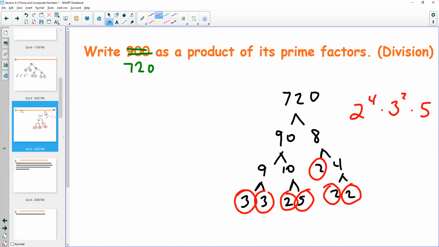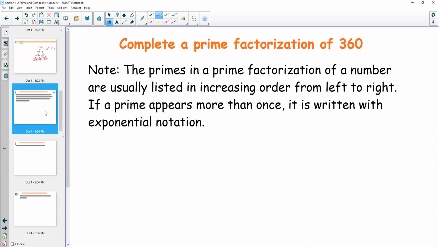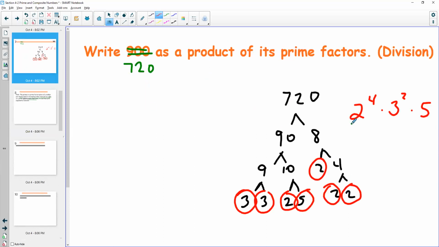You can do this for lots of different numbers, and you will. One of the things, this is just what we just did: the primes in a prime factorization of a number are usually listed in increasing order from left to right. If it appears more than once, we write it with an exponent. That's what we just did right here. We wrote increasing order with exponents, okay?